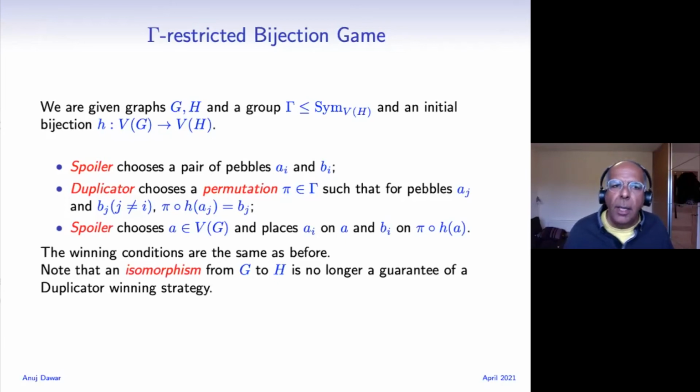Note, in the ordinary bijection game, if there is in fact an isomorphism between G and H, that isomorphism just gives duplicator a winning strategy: always play that isomorphism as a bijection. This is no longer true here, because there might be an isomorphism, but that isomorphism simply is not available to duplicator in this set of bijections.